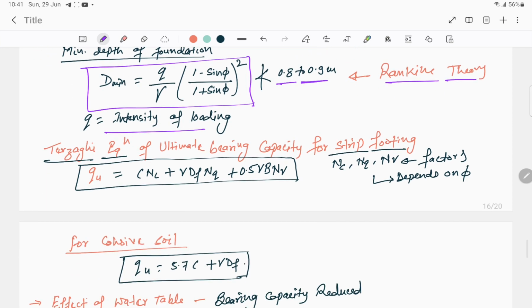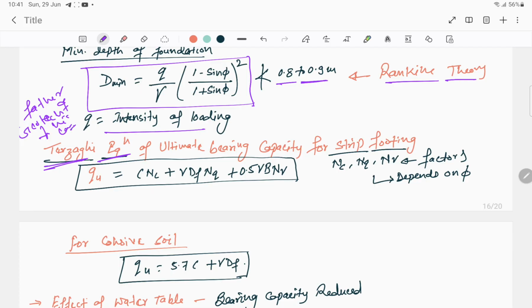Again, there is some theory which gives you the exact formula to calculate the ultimate bearing capacity. The scientist is Karl Terzaghi. You know, Karl Terzaghi is also called the father of geotechnical engineering.